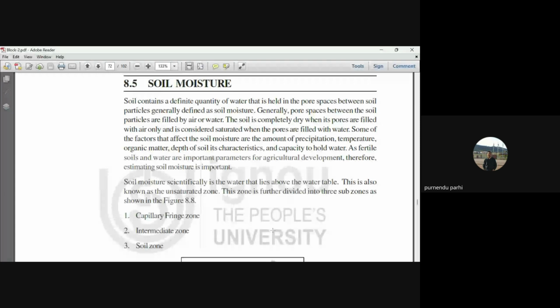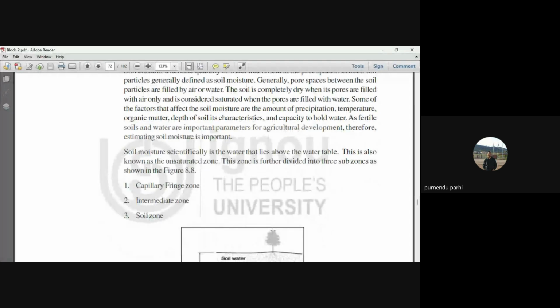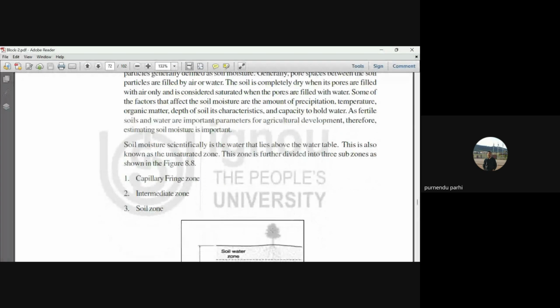Then soil moisture. Soil moisture scientifically is the water that lies between the surface and the water table. This is also known as the unsaturated zone. This zone is further divided into three subzones as shown in the figure, that is the capillary fringe zone, intermediate zone, and soil zone.